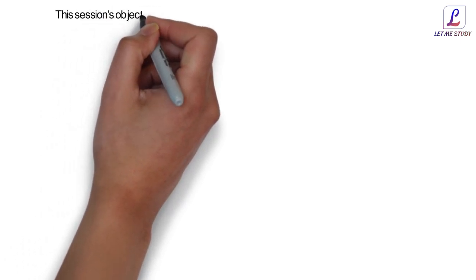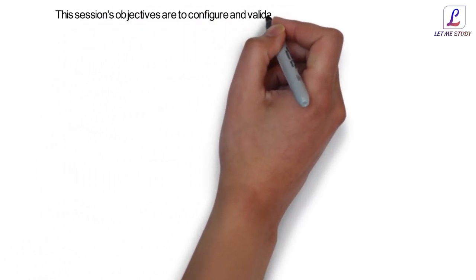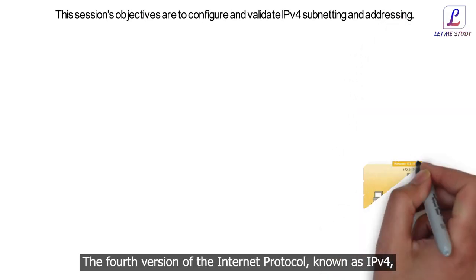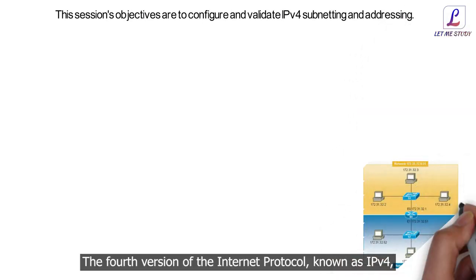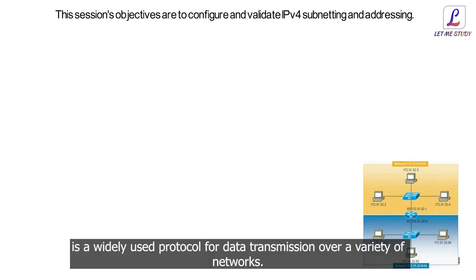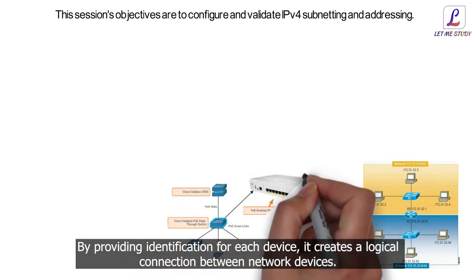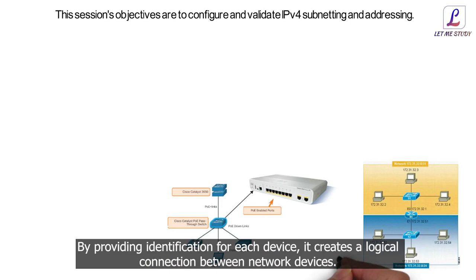This session's objectives are to configure and validate IPv4 subnetting and addressing. The fourth version of the Internet protocol, known as IPv4, is a widely used protocol for data transmission over a variety of networks. By providing identification for each device, it creates a logical connection between network devices.